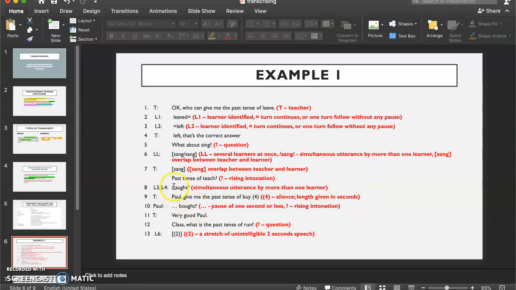Okay. Again, this symbol shows simultaneous utterance by more than one learner, and then this 4 here indicates 4 seconds of silence. The 3 dots here indicate a pause of 1 second or less, and the question mark here is rising intonation. Then rising intonation as well here. Oh no, this is a question. And 2 seconds here shows unintelligible speech for 2 seconds. Alright. Okay.